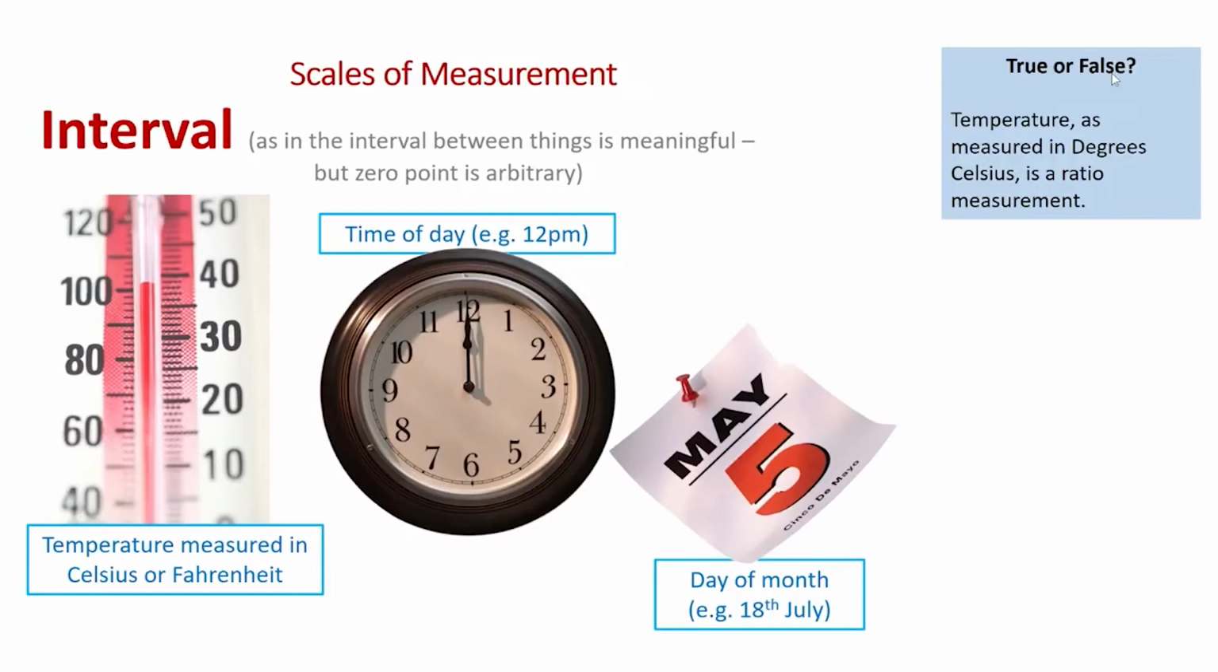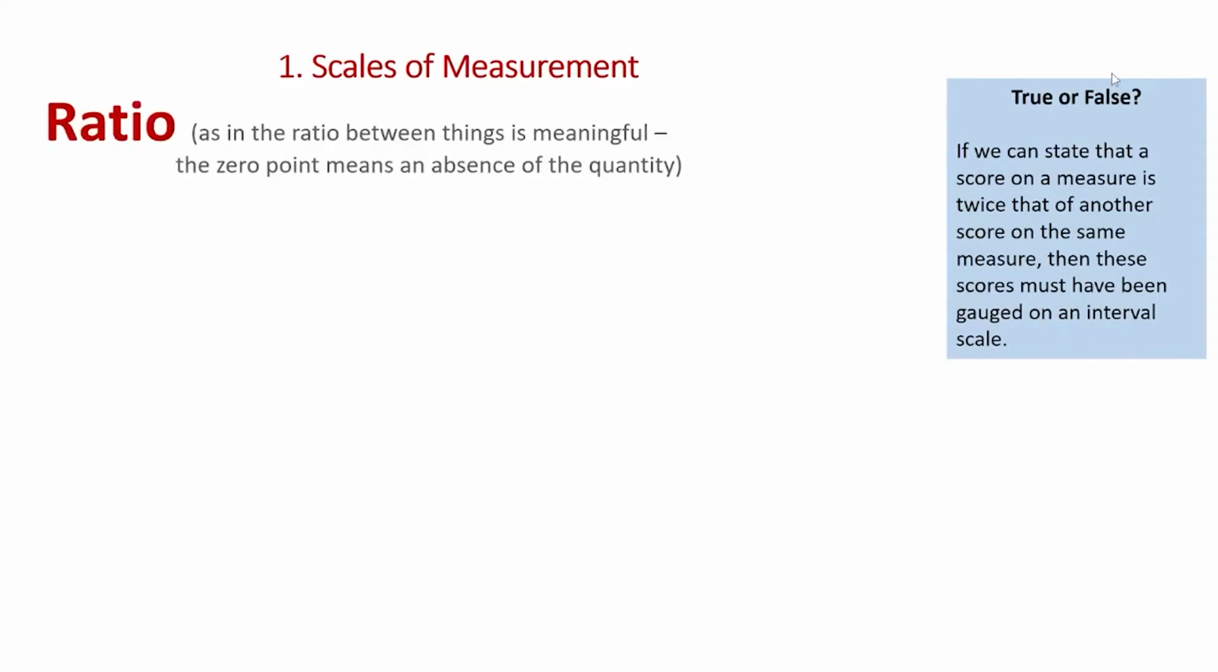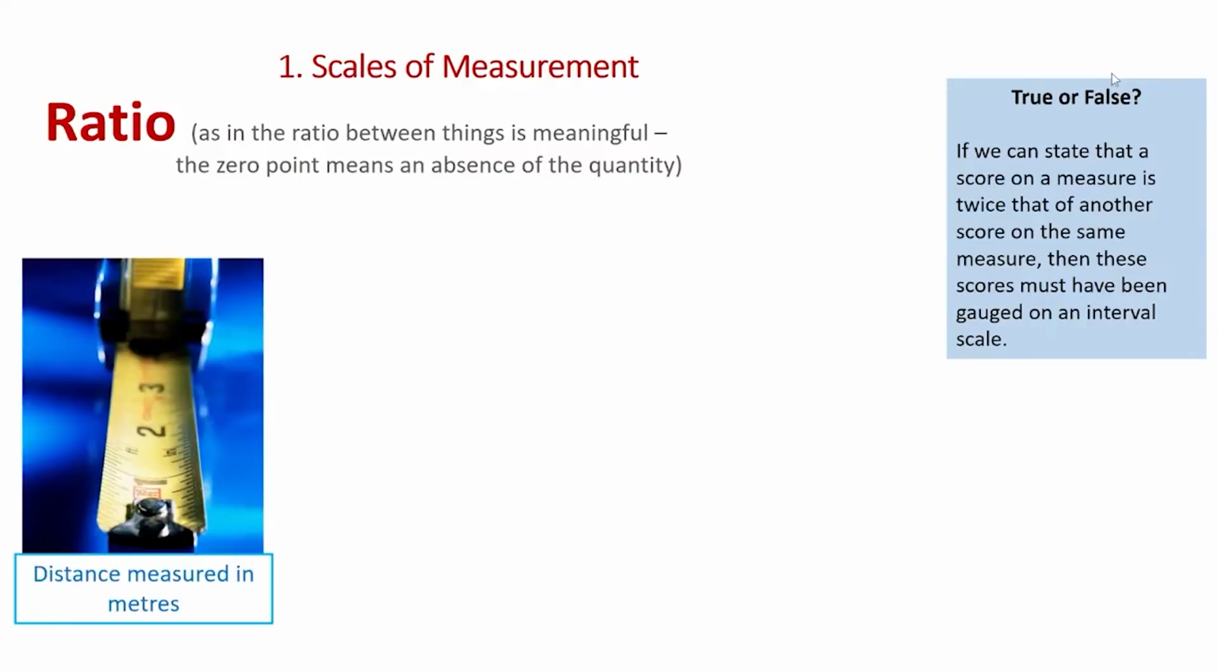No, it's an interval measurement as just explained. Alright, the final scale of measurement is ratio. As in, the ratio between things now becomes meaningful because the 0 point is an absolute thing. That means the thing, whatever you're measuring, is not there, is absent. An example of this would be distance.